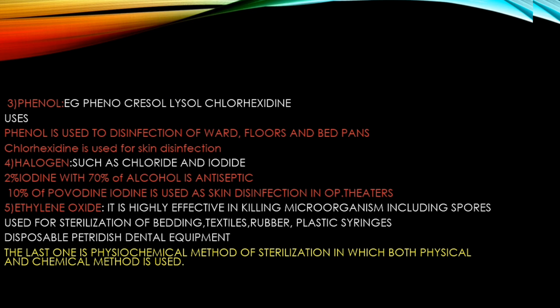Next one is the ethylene oxide. This is highly effective in killing microorganisms, including spores. So it is used for sterilization of bedding, textile, rubber, plastic syringes, disposable petri dishes, dental equipments. So ethylene oxide is very effective, it kills all forms of life, including the spores. So there is 100% removal of all forms of life.